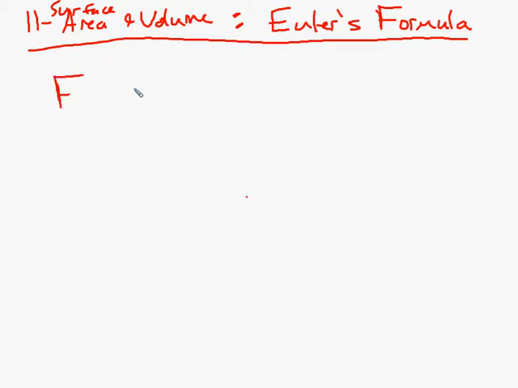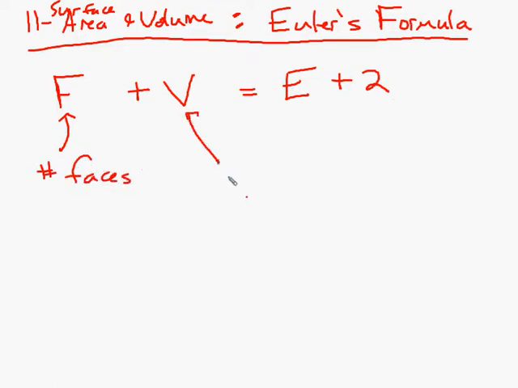F plus V equals E plus 2. Okay, well, what is F? The number of faces. What is V? The number of vertices. What is E? The number of edges. Well, what am I talking about? I'm talking about a prism.